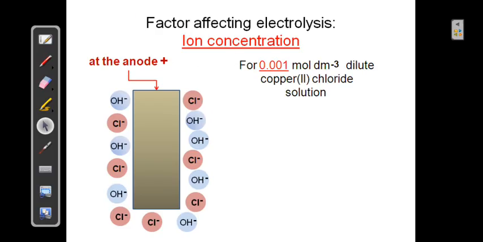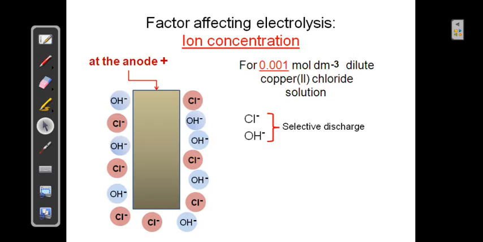So here we are showing you the factors affecting electrolysis. What are the factors that affect electrolysis? One, if you remember, is the position of the ion in the electrochemical series. Two, the ion concentration, and three, the type of electrode. So we have shown you all three. Now for 0.01 mole per cubic decimeter of dilute copper 2 chloride solution, what will happen at the anode? What will you get from the anode when electricity is run through?